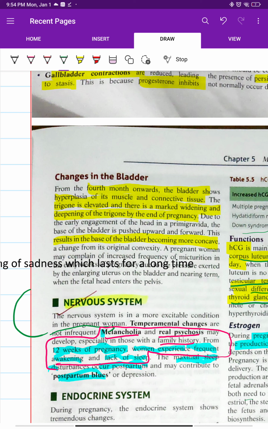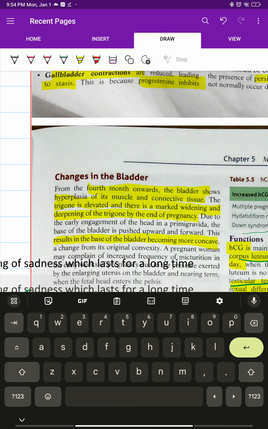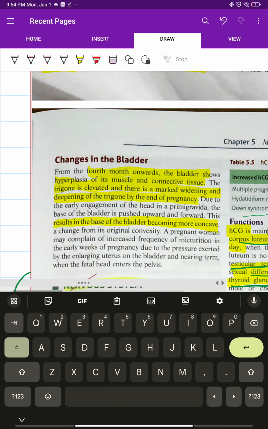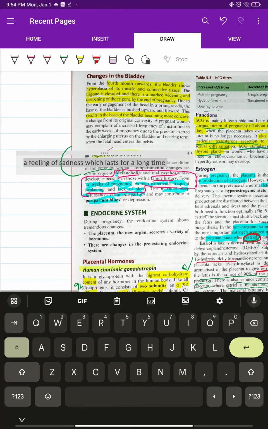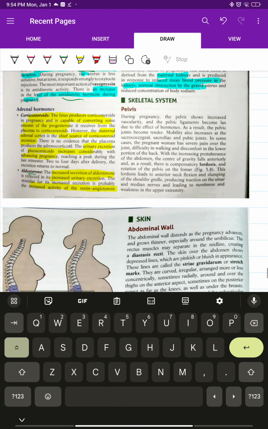The pregnant woman will always have a complaint of increased frequency of urination. That is due to, in the early weeks of pregnancy, pressure exerted by the enlarging uterus on the bladder. And nearing term, the fetal head usually engages into the pelvis so that there is not much complaint. And this one is about the urinary tract.